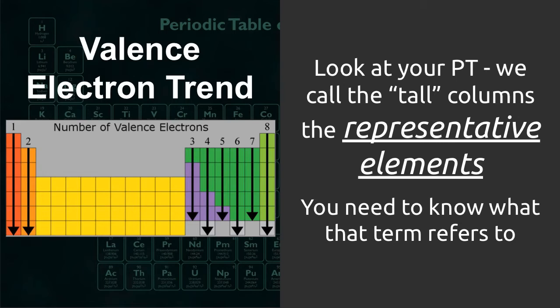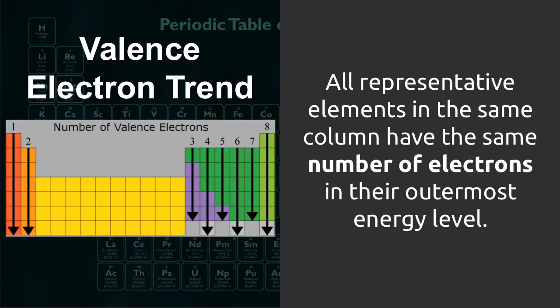So go ahead and look at your periodic table. We call these tall columns groups. You can kind of see these groups on the end here. Those are what we call the representative elements, and those are the ones we focus on when we talk about bonding because they are more predictable. And we wanted to just make sure you know that they are called representative elements because I'll start using that term. All the representative elements in the same column have the same number of electrons in their outermost energy level.